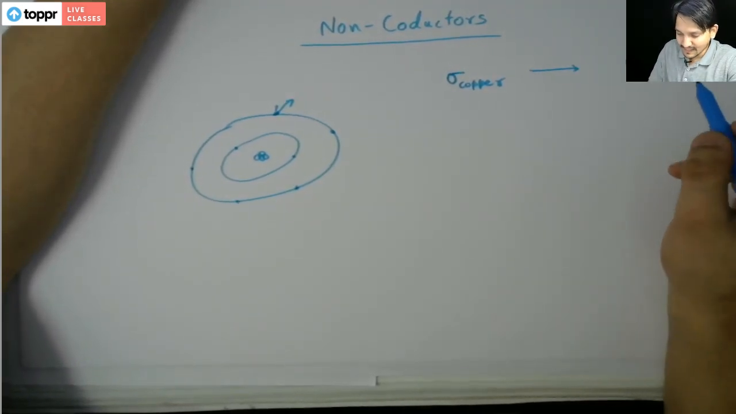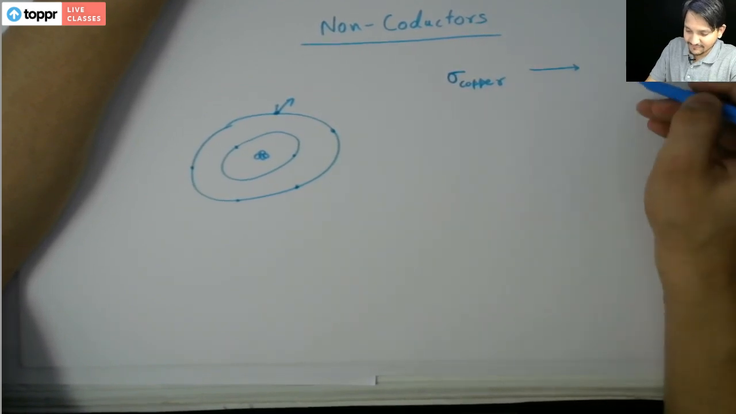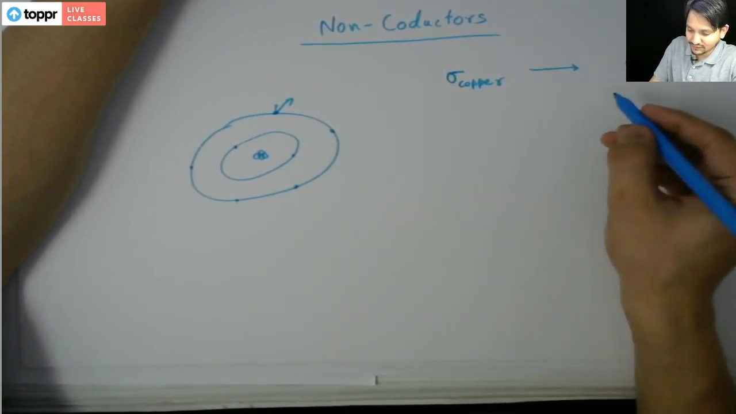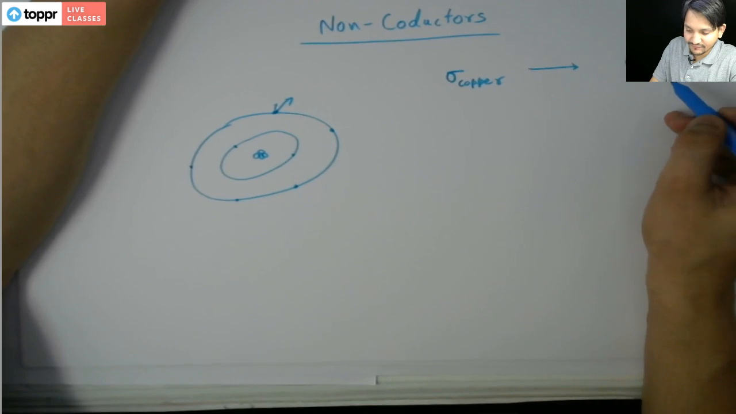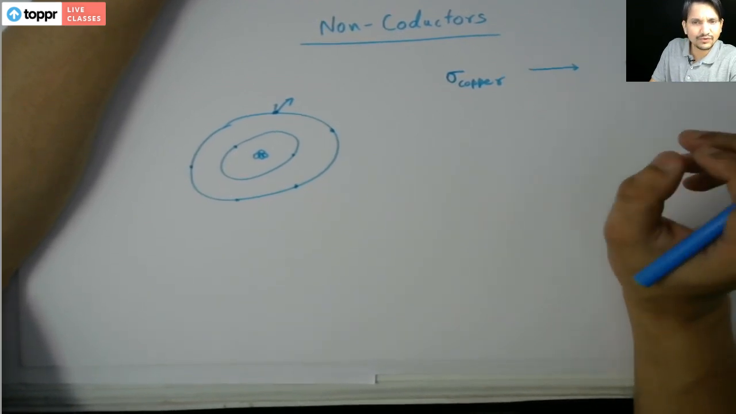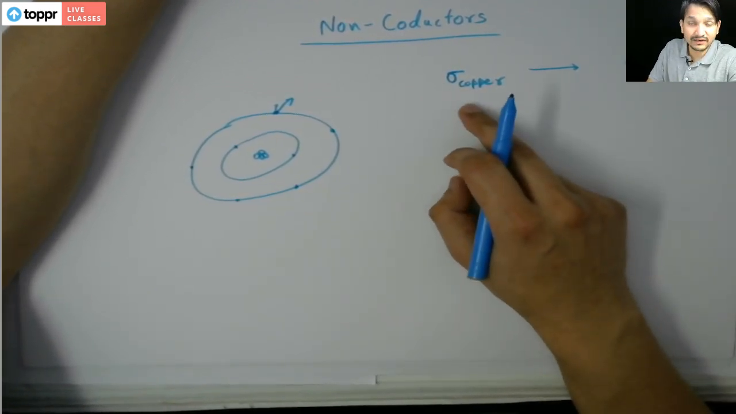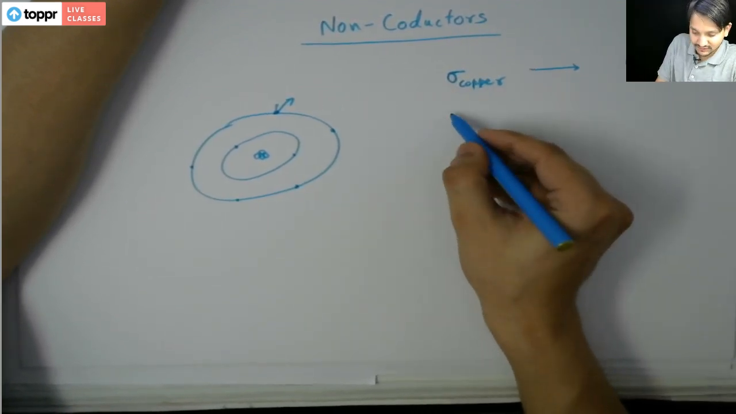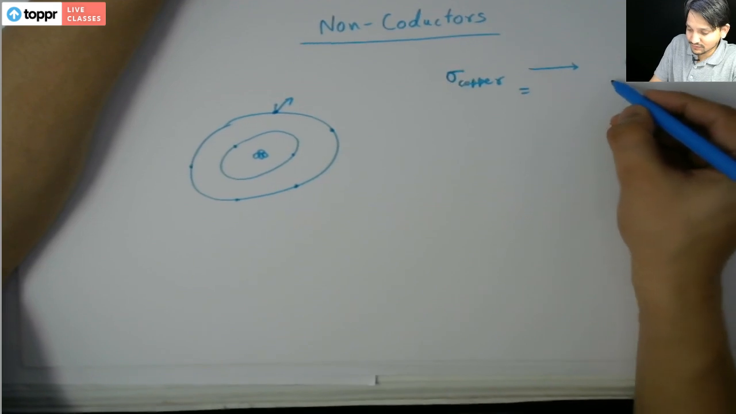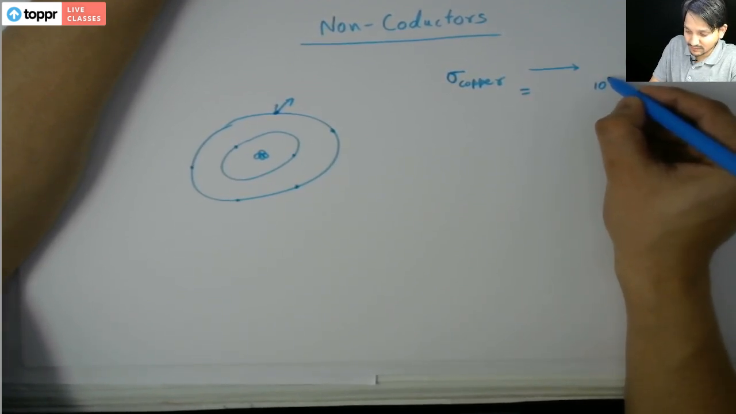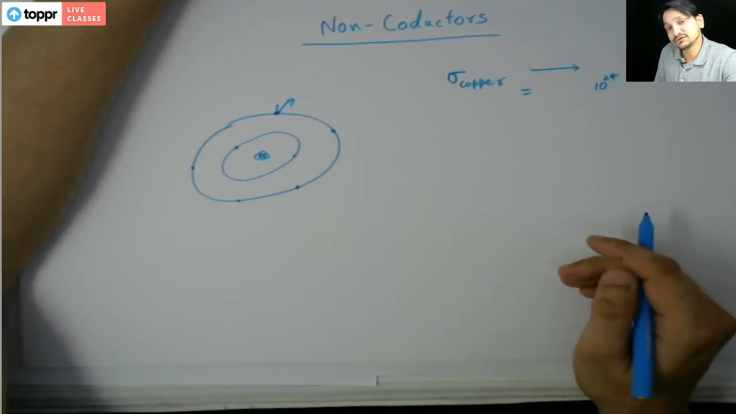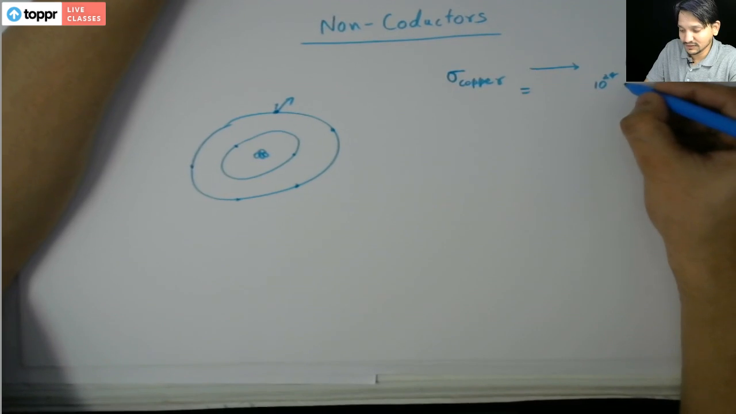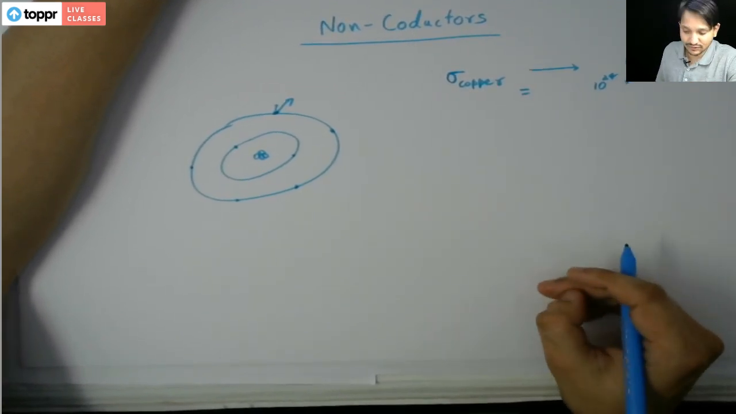So if we compare, we know that the conductivity of fused quartz is quite small as compared to copper, and the comparison is such that the conductivity of copper is around 10 to the power 24 times that of fused quartz.